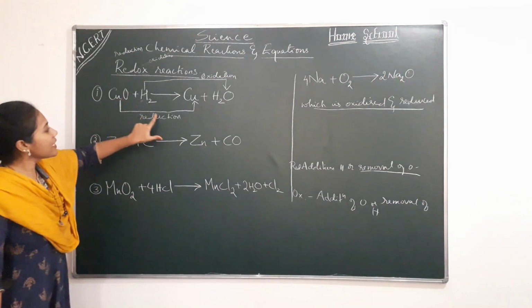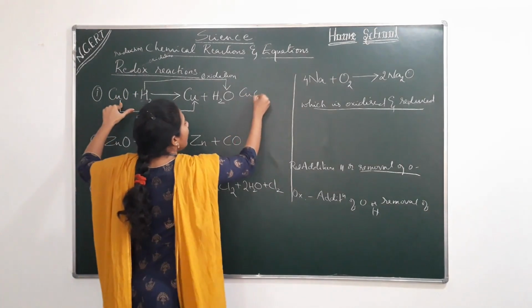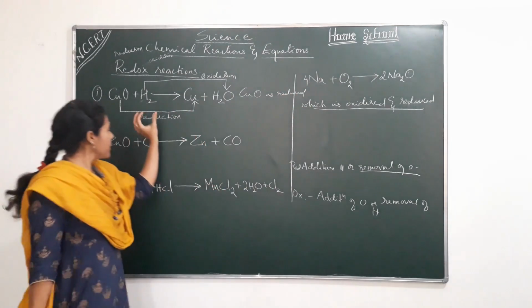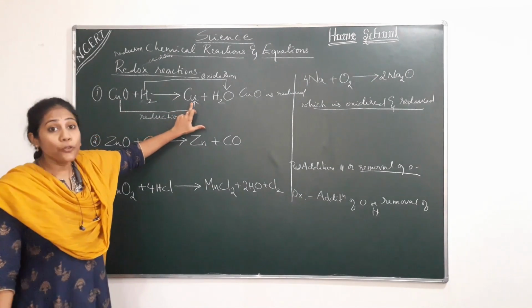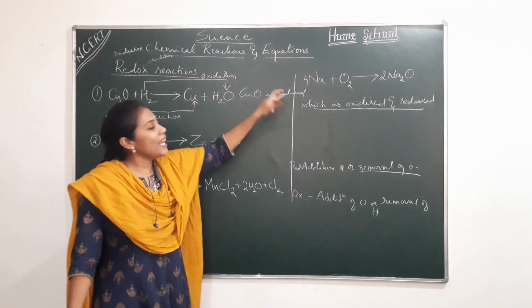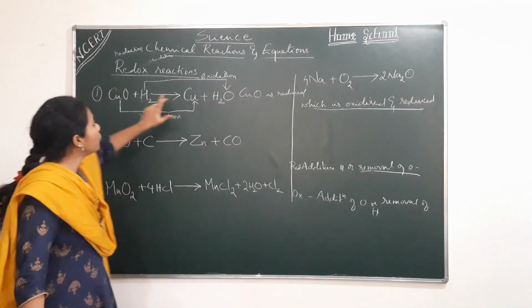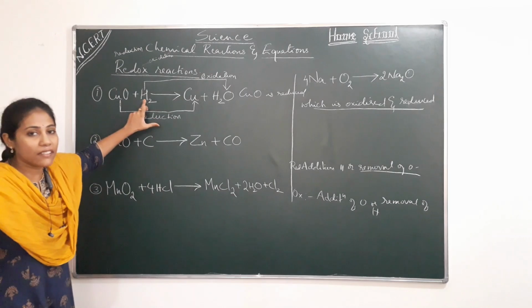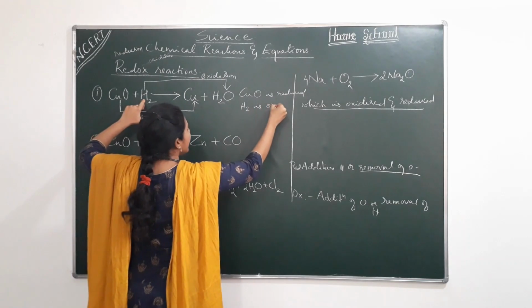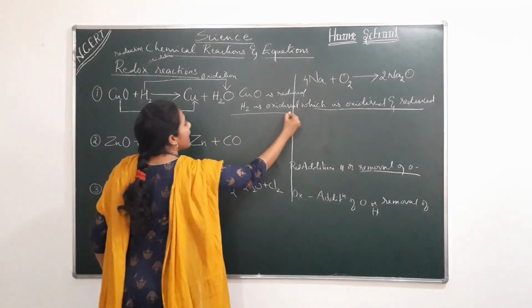Copper oxide underwent reduction, so we will write copper oxide is reduced. The one which undergoes reduction can be called reduced. The one which underwent oxidation: who underwent oxidation? H2 underwent oxidation. So we will write H2 is oxidized. So this is our answer.